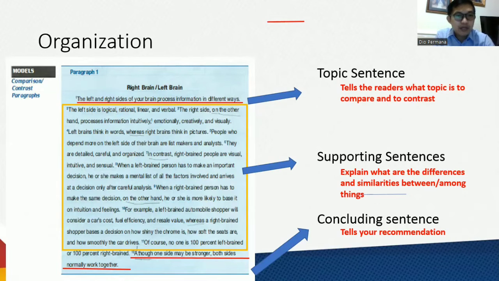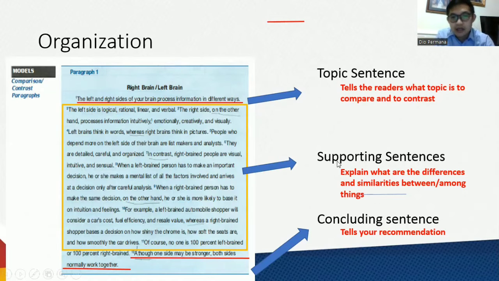It means the author tries to explain the different ways that information is processed in the human brain. The author tries to look at the different ways of processing information in the human brain. That's the main idea.